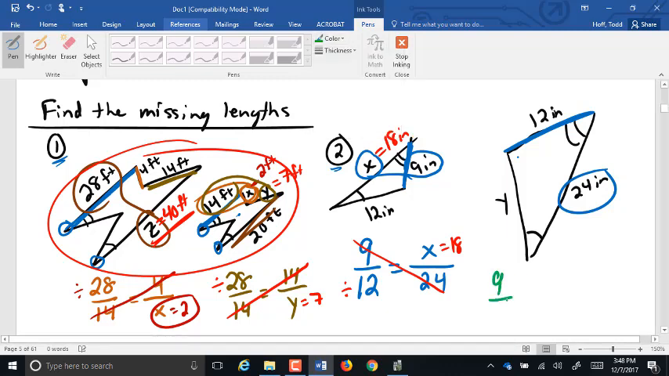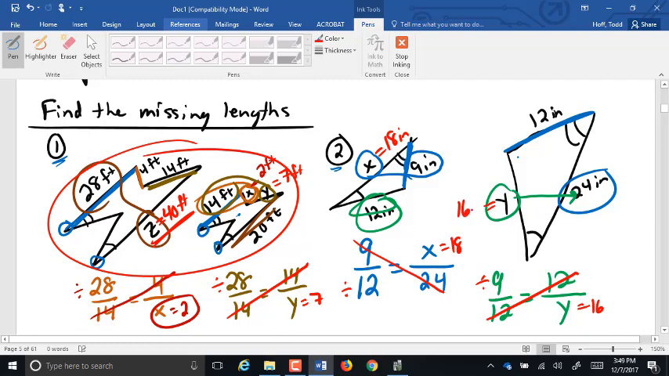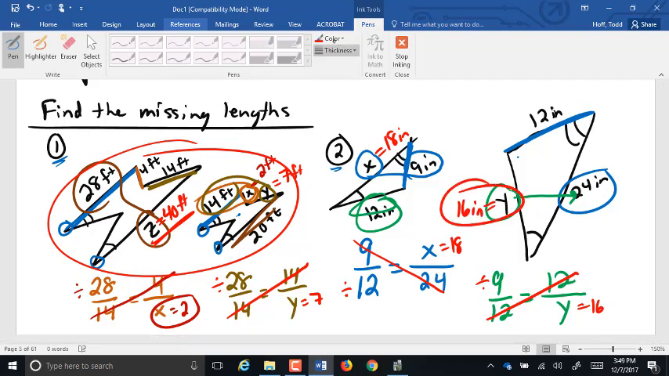We're still going to do the 9 to 12 again. We're trying to find y, top or bottom. It's going to go on bottom because it's from the same figure as the 24. What's the corresponding side from the other figure? The 12 goes on top. So now we'll cross multiply and divide. 12 times 12 divided by 9 is 16. Good. So y is 16 inches. Any questions on those?